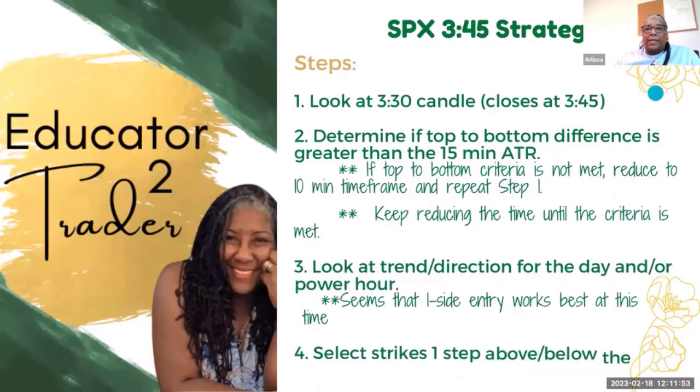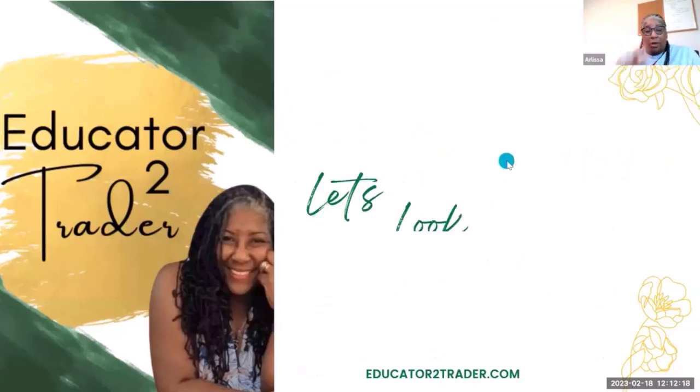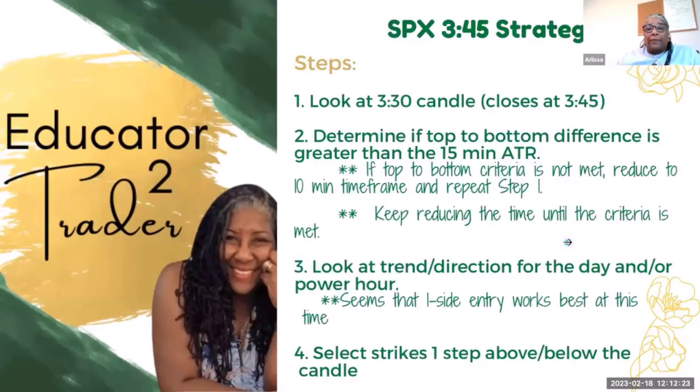Here is the writing of the steps. You want to look at the 330 candle because it closes at 345. Determine if the top to bottom difference is greater than the 15-minute ATR. If the top to bottom criteria is not met, then you want to reduce to the 10-minute time frame and repeat step 1. So you start at that 15-minute mark and you go down in time until the criteria is met. For the most safety, by the way, keep reducing the time until the criteria is met.